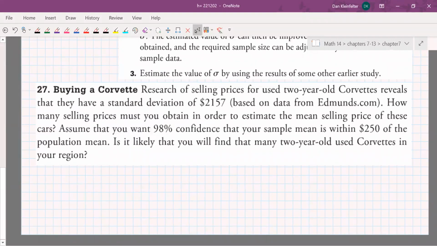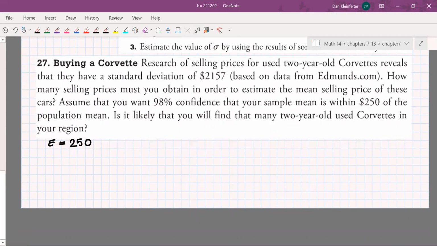All right, so an example says research of selling prices for 2-year-old Corvettes reveals that they have a standard deviation of 2,157. We want to know how many selling prices you would need to obtain in order to estimate the mean selling price of these cars, assuming that you want a 98% confidence, so that your sample mean is within $250 of the population mean. So our margin of error is 250.